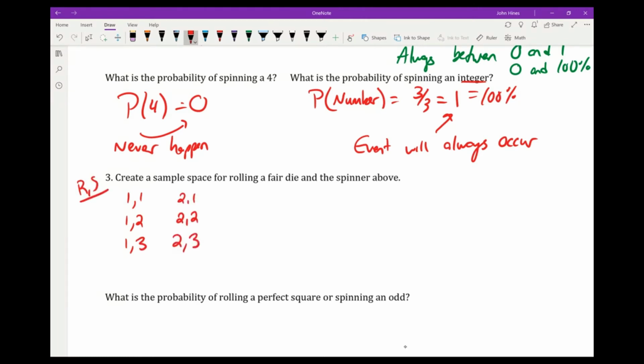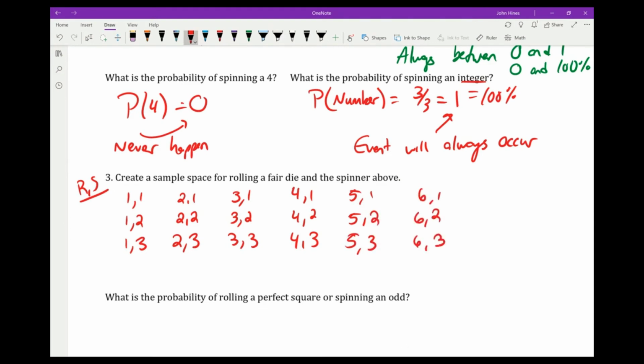Now remember, when I roll a die it has 6 sides, so I have to do this all the way up until 6. So I'm just going through all the possible outcomes in a methodical way. First, I'm going through what happens if I roll a 1. I could spin a 1, 2, or 3. If I roll a 2, I could spin a 1, 2, or 3. I'm going through all the different outcomes in an organized way.